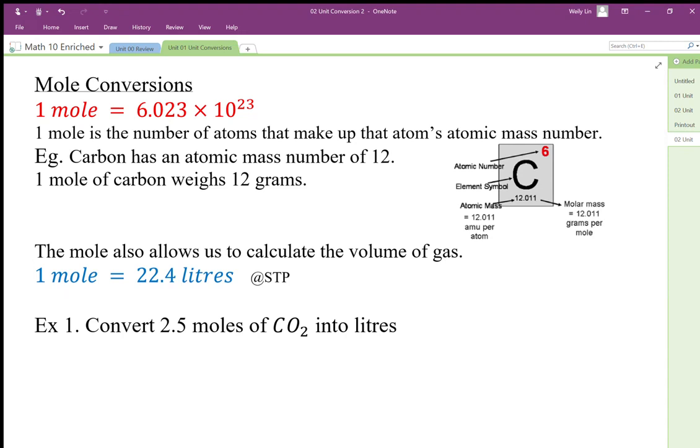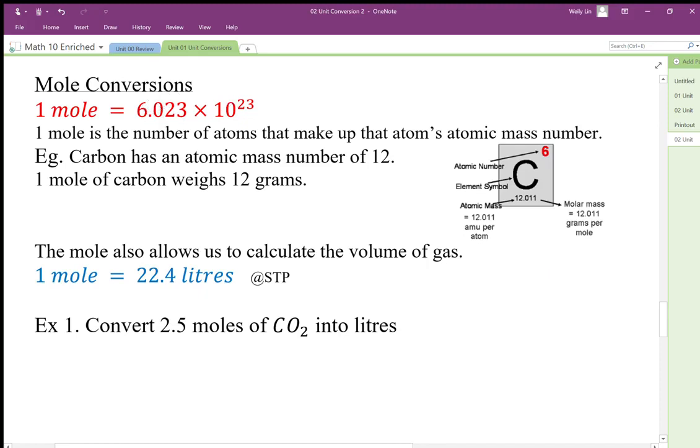In science, we do something called mole conversions, and really what a mole is, it's also called Avogadro's number. It's just the number of particles or number of atoms that make up the atomic mass number of any particular element. Okay, so it is a really, really big number. So this is the number of atoms we need to make one atomic unit.